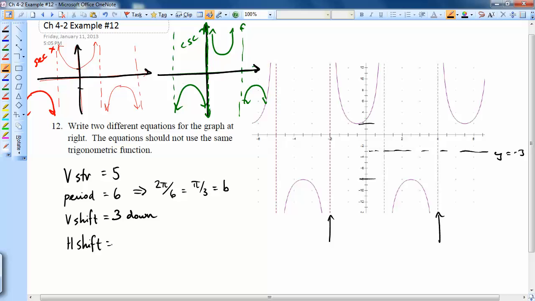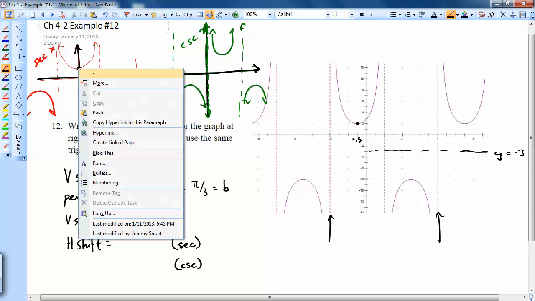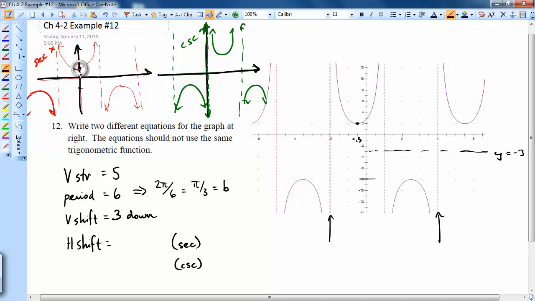The horizontal shift, well, that depends on what we're aiming for. So we'll do one for secant and one for cosecant. If we started with the secant graph, when x is 0, it's right on the axis. So in this part, here's the closest one. If you notice, these tick marks are 0.5, so this is actually at -0.5 right now. So if I move my secant graph up here, whoops, if I move this graph 0.5 units over, then I'll get it in the right location. So I'm going to move it 0.5 units to the left.